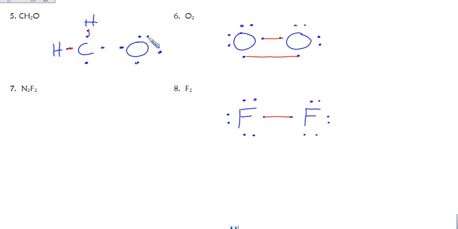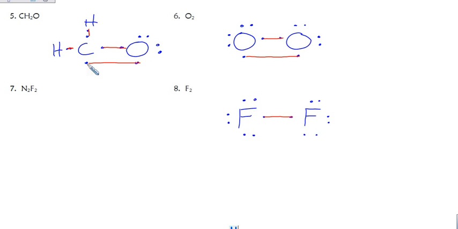2 singles, 2 pairs for a total of 6 valence electrons. We can double bond the oxygen. Everyone has an octet. 2, 4, 6, 8 bonding electrons on carbon, 4 bonding electrons and 4 non-bonding electrons on the oxygen, and hydrogen only needs 2.